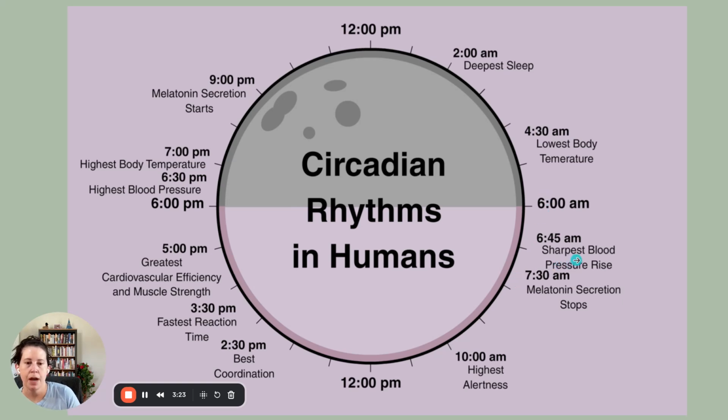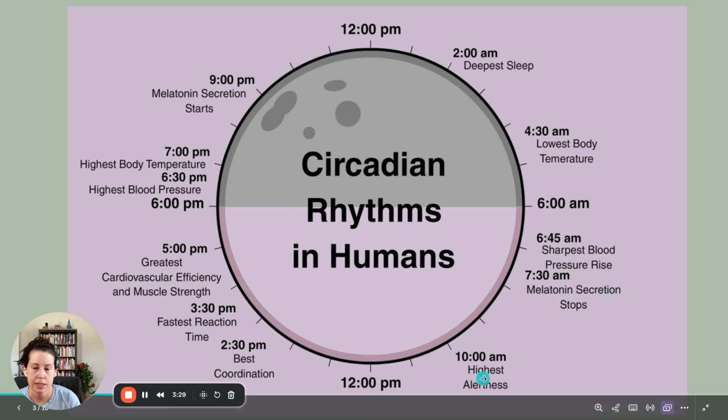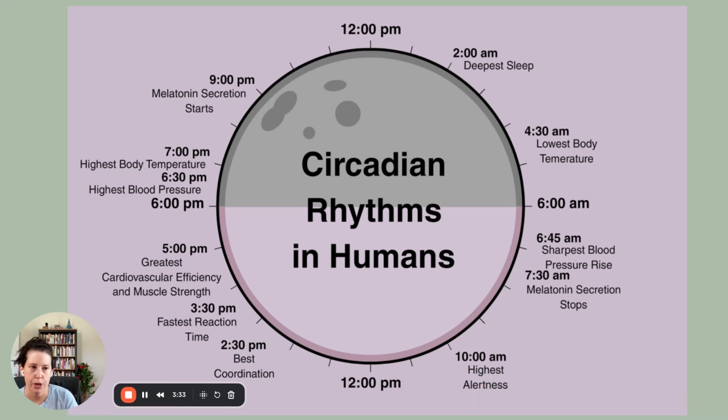Your blood pressure goes up after you wake up, your melatonin secretion stops. There's some time during the day where you're at your highest alertness. There's also a time during the day where you have what's called a circadian dip. So you have some time every afternoon where you feel a little tired, a little sluggish, and then you come out of it. We all have it. It's called the circadian dip. The timing is going to be different. Generally speaking, it is 7 to 9 hours after you wake up that you're going to have that little dip.